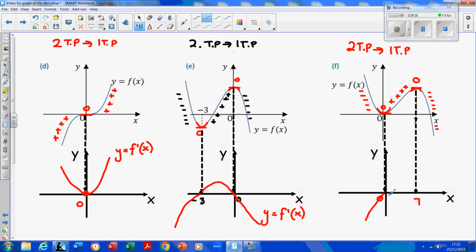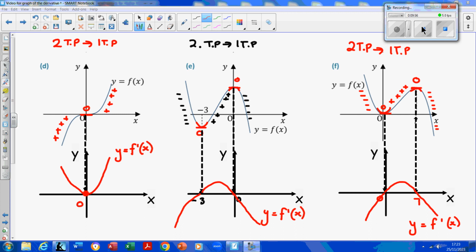Then it gets up there to 0. Then in between them, it's positive, but it's got to get itself back to 0. So we just take it into the positive bit above the x-axis and we bring it back to 0. And then at this x equal to 7, it's negative, so it goes back down like that. And that's the graph of y is equal to f dash x.